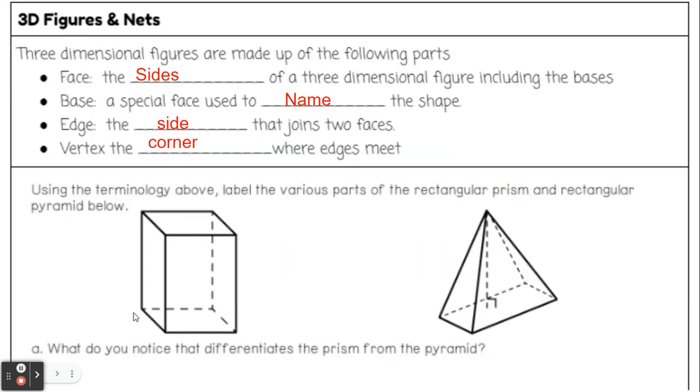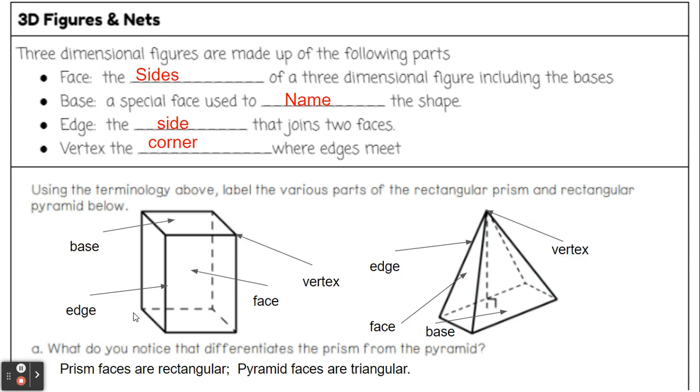Those nets that I did, we were able to find what is called the surface area. So looking at our 3D figures and nets, three-dimensional figures are made up of the following parts. They've got a face, which is the sides of the figure, including the bases. You've got a base, which is a special name used to name the shape. You've got an edge, which is the side that joins the 2 faces, and you've got a vertex, or the corner where the edges meet. I'm not going to have you answer the question on this, but we can use that terminology to label the various parts of the rectangular prism and the rectangular pyramid below.